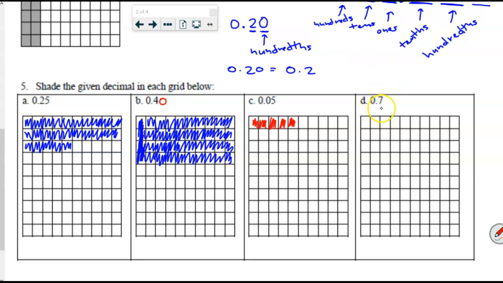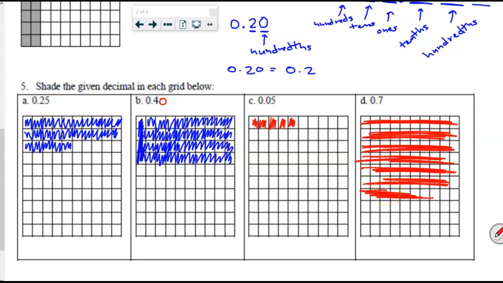So 0.7, that's a 7 in the tenths place. So I'm going to shade in 1, 2, 3, 4, 5, 6, and 7. Why did I count to 7 instead of to 70? Talk me through that. Why did I count to 7 instead of 70? Luis?